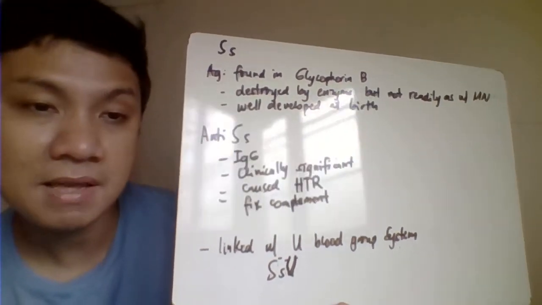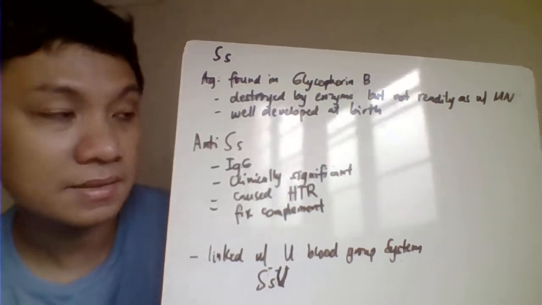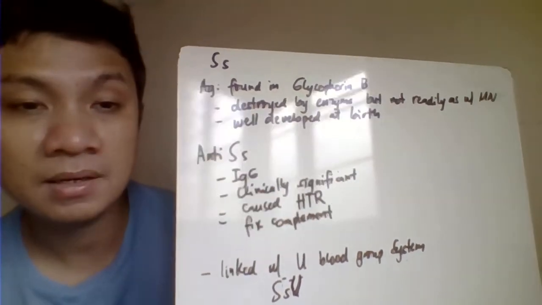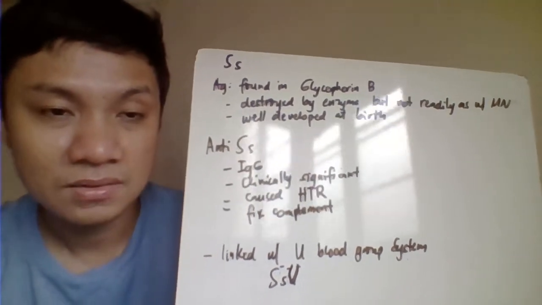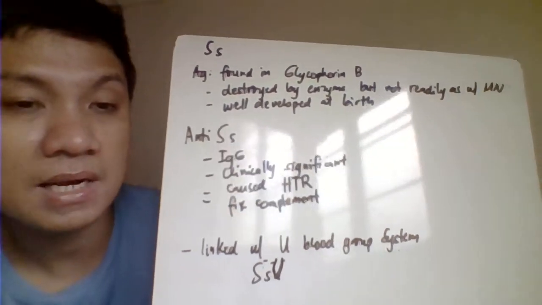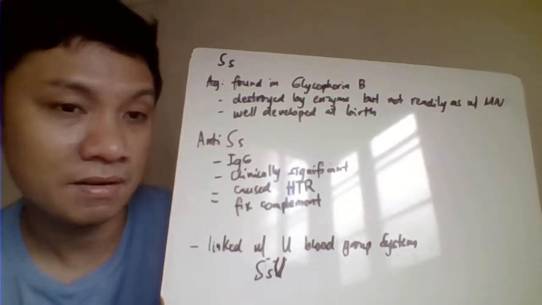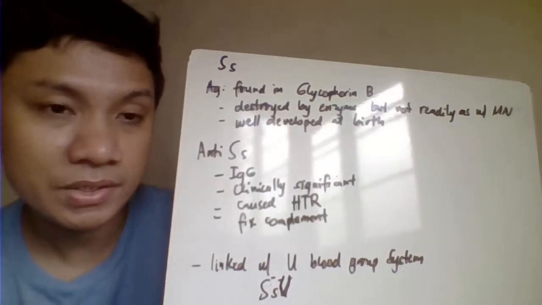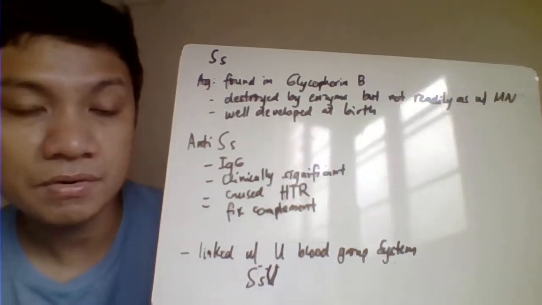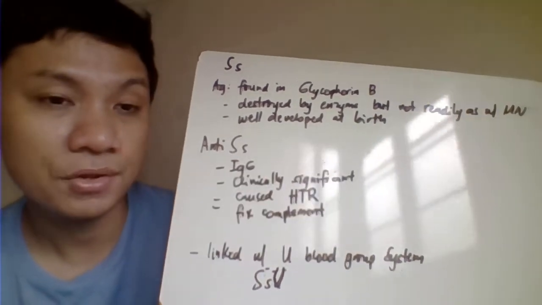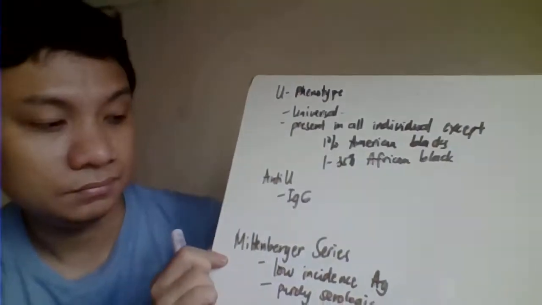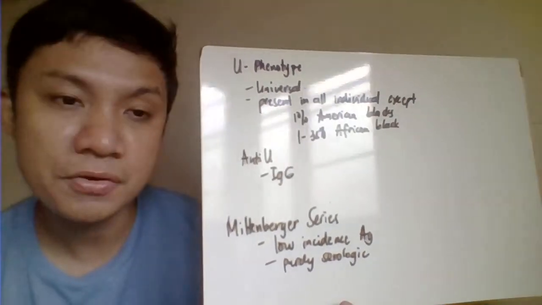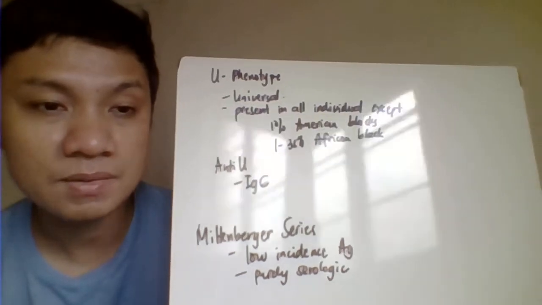Okay, so we have here the antibodies related to your S, anti-S, the bigger one, smaller one, which are considered to be our IgG antibodies. So being IgG antibodies, they are clinically significant antibodies. They can fix the complement and eventually cause hemolytic transfusion reaction, reactive at 37 degrees Celsius.